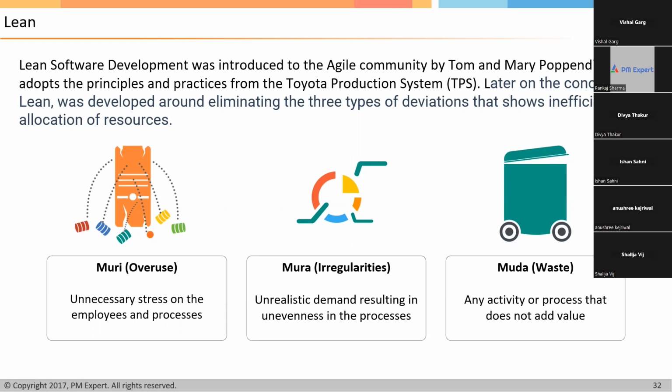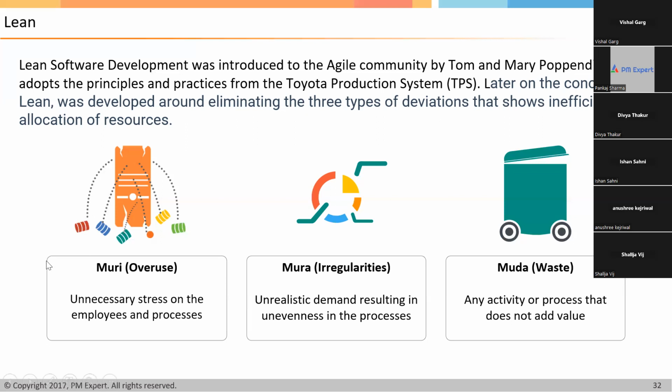Three important areas that lean emphasizes are Muda, Mura, and Muri. Now, the ultimate purpose of lean is to maximize value by eliminating waste. But the three key attributes that lean emphasizes are Muda, Mura, and Muri. Muda means waste, and lean talks about eliminating any kind of waste. Mura means irregularities, unevenness. Lean will help you to eliminate any kind of Mura.